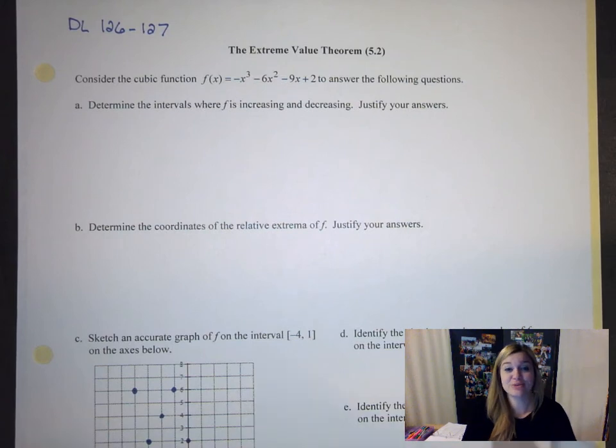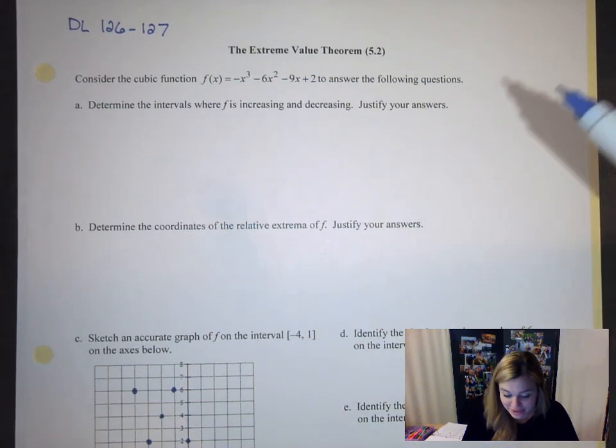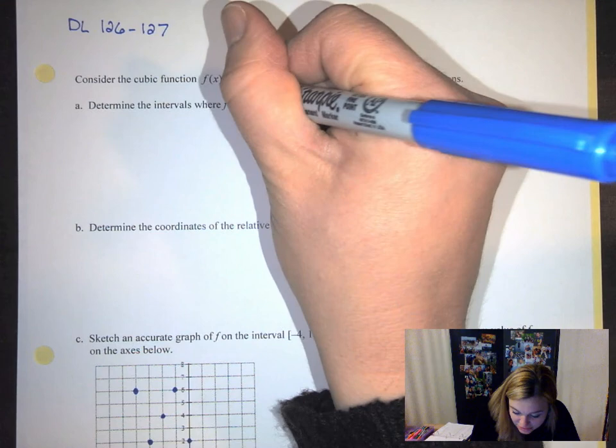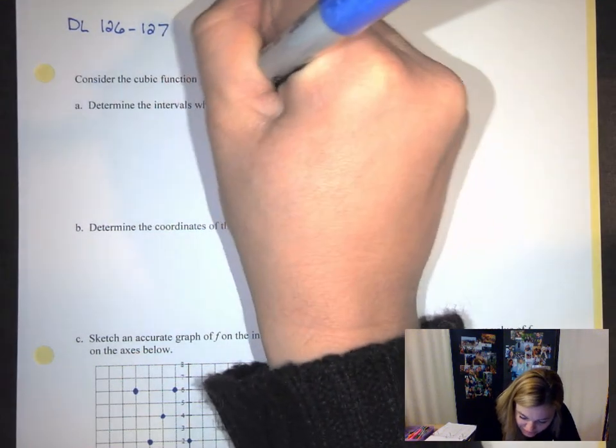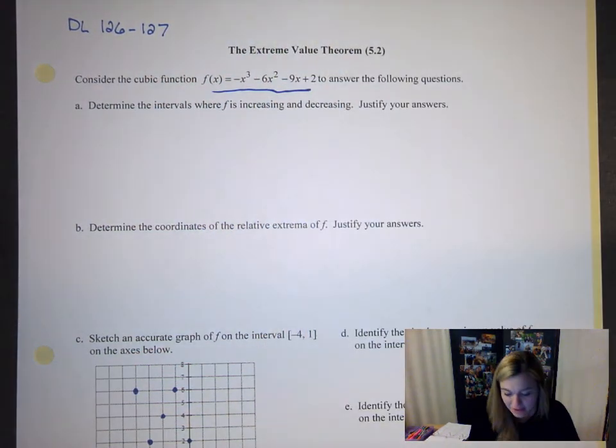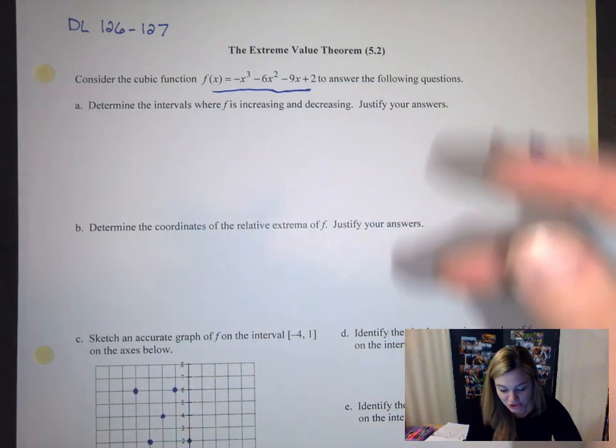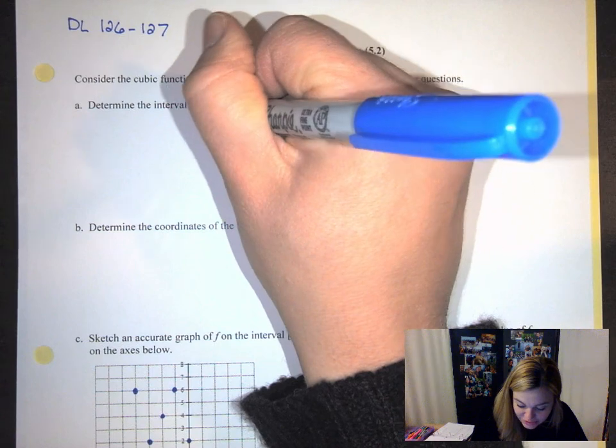So the first thing we're going to do is start off with some review. So in here it says consider the cubic function. So we've got this function. This is f of x. Great. To answer the following questions. We're going to use this the whole way down through the page. Determine the intervals where f is increasing or decreasing.